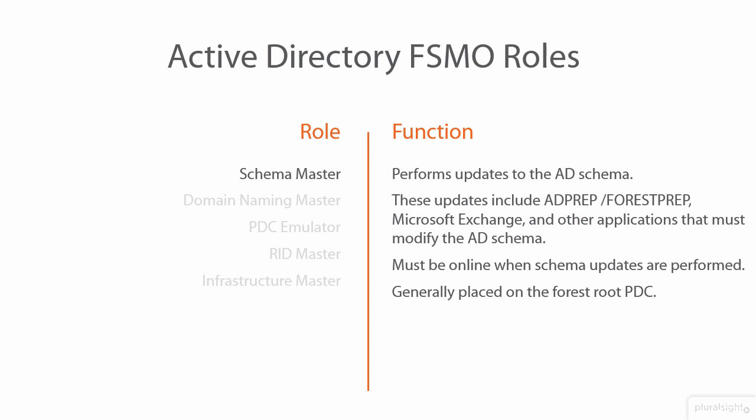These 5 FSMO roles define a set of activities that have to occur on a specific machine. The first of which is the schema master. Anytime you do any update to the Active Directory schema, not necessarily changing content in the database, but changing the structure of the database itself, updates like the AD prep command, Microsoft Exchange's updates, any other applications that are going to modify the Active Directory schema, those changes have to happen on the domain controller server that has been configured as the schema master.